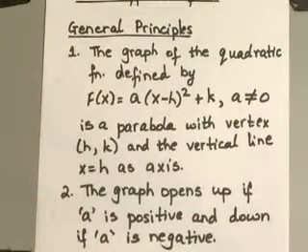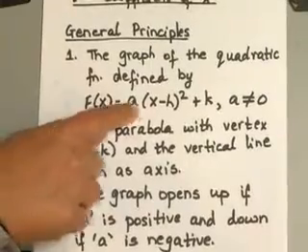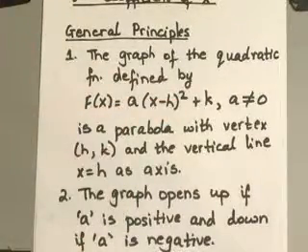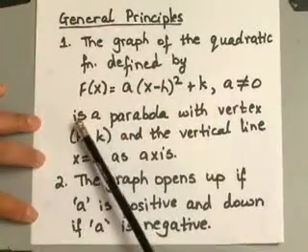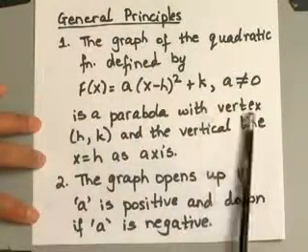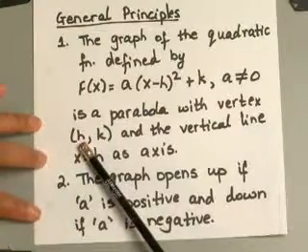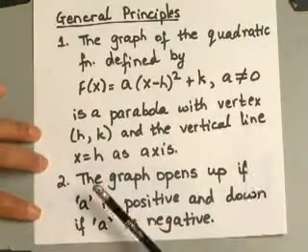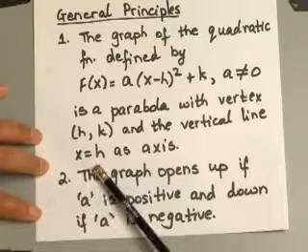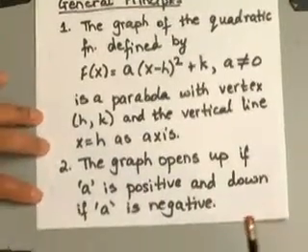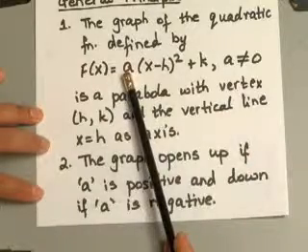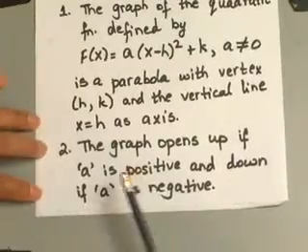So you have your quadratic function defined in this form, a times (x minus h) squared plus k, where a cannot equal 0. This one is just what we saw earlier, a parabola which will have a vertex at (h, k), and the vertical line x equals h will be your axis of symmetry. Okay, now this a is what will help us determine the shape and the direction of a parabola. So how does that work?